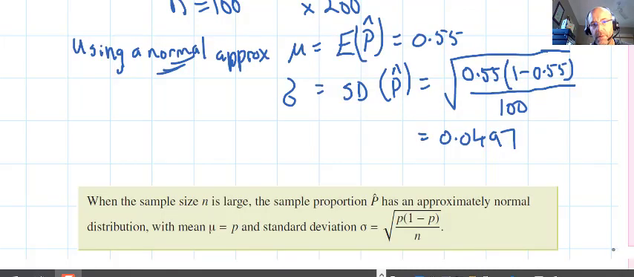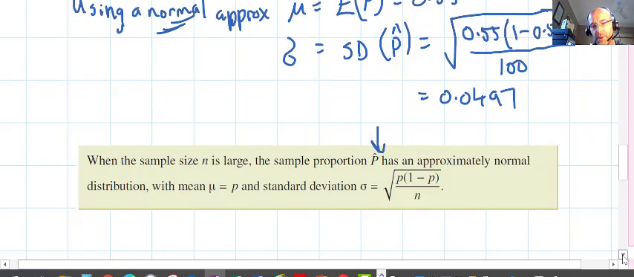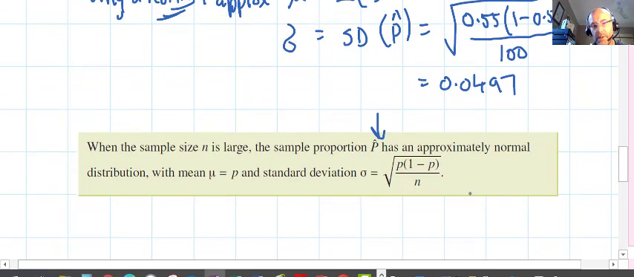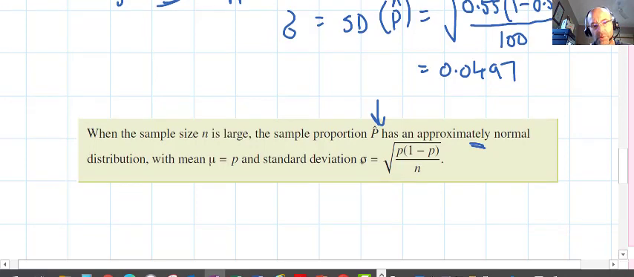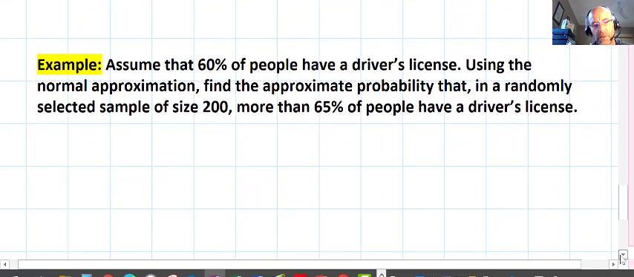We have consistency here. So when the sample size n is large, the sample proportion p hat, when it's the variable, capital P, the individual variable, has an approximately normal distribution. It's pretty consistent, where the mean is equal to the population proportion, and the standard deviation is given by that expression there, which we have seen before. Let's look at the last example here.